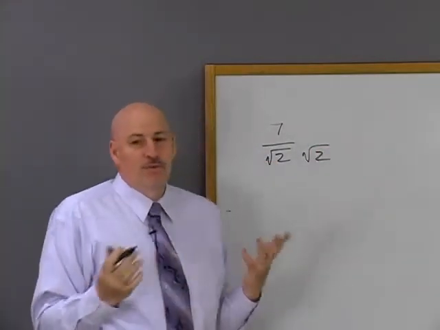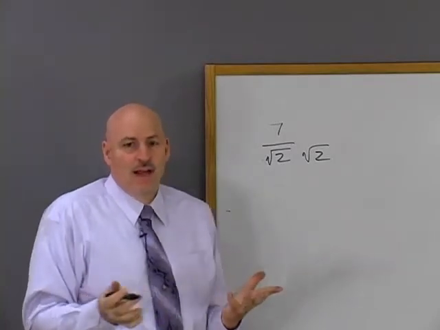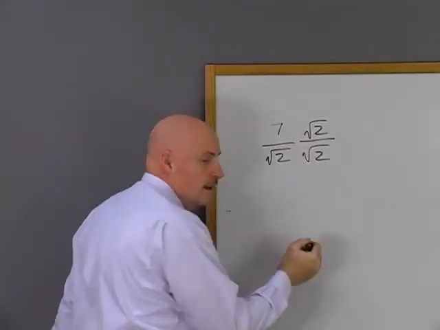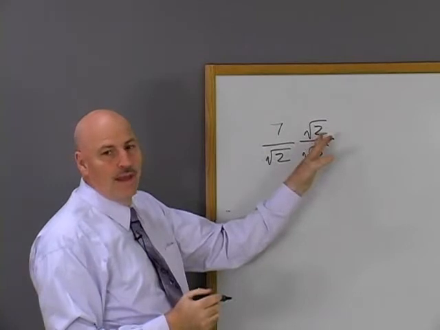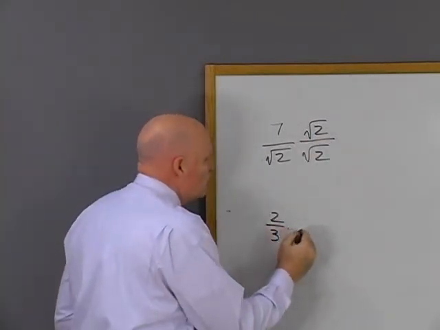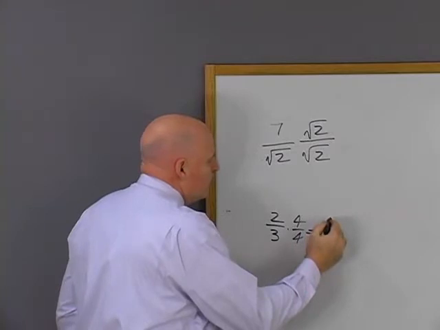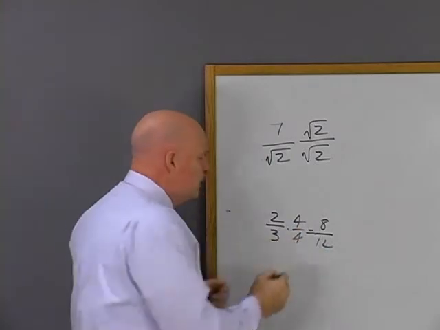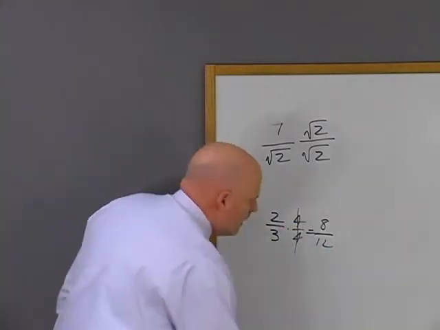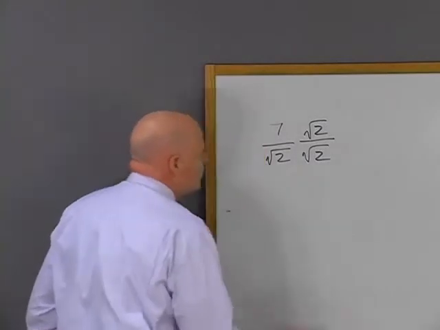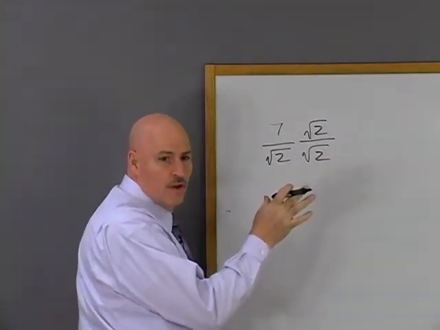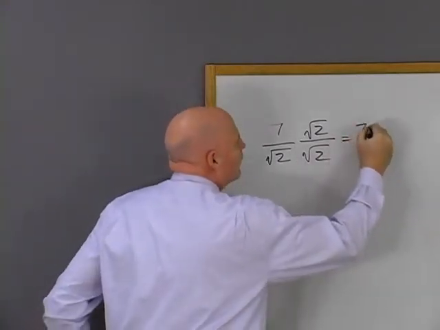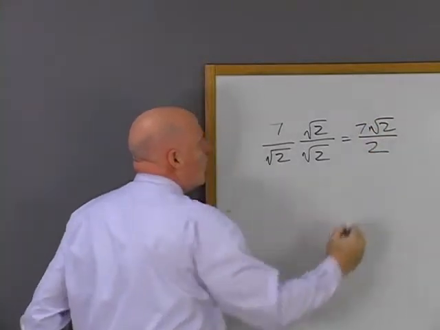But I can't just go multiplying the denominator by the square root of 2. I have to do the numerator as well, because the square root of 2 divided by the square root of 2 is 1. So what I'm really doing is multiplying it by 1. This is like back in old fraction days when you multiply 2/3 times 4 over 4, and you get 8 over 12, right? It's a different form, but it's still the same value because we just multiplied it by 1. Okay, well, let's see what happens. What's the square root of 2 times the square root of 2? The square root of 4, which is 2. So now we've got 7 square root of 2 over a whole number 2.